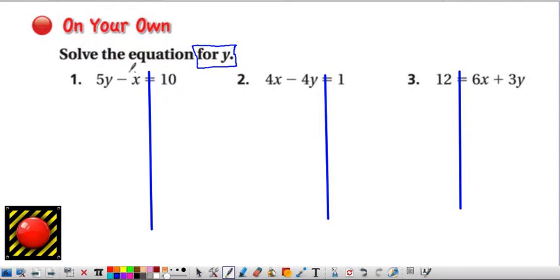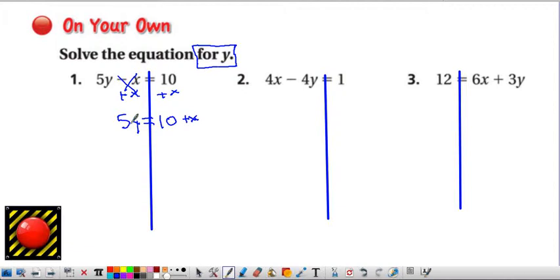So on this one, we're going to need to move this negative x across the equal sign. So we're going to do the inverse, which is plus x. Negative x plus x is 0, and so that leaves us with 5y. Bring your equal sign down. This 10 plus x, they're not like terms. To be like terms, you have to have the same variable to the same power. So we can't combine those, so we're just going to leave this 10 plus x.